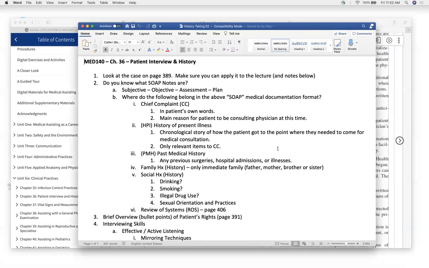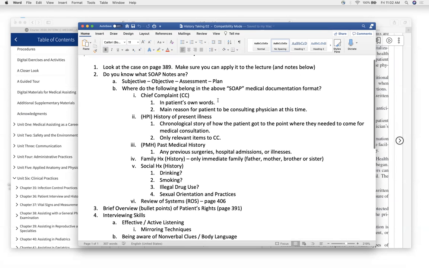Remember, the midterm exam is 50 items, multiple choice. It will be done online. We'll have instructions for that. And if you had my class before, it will be done in the same way.